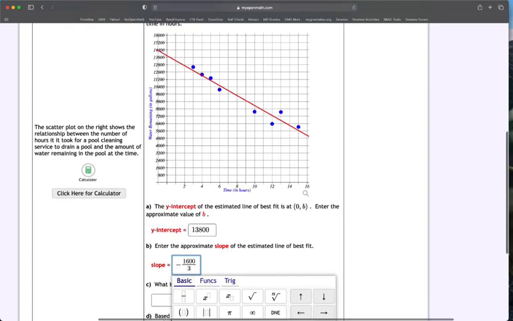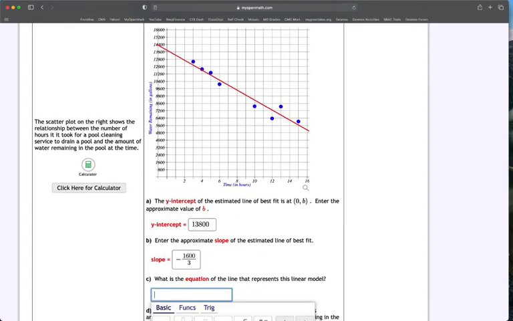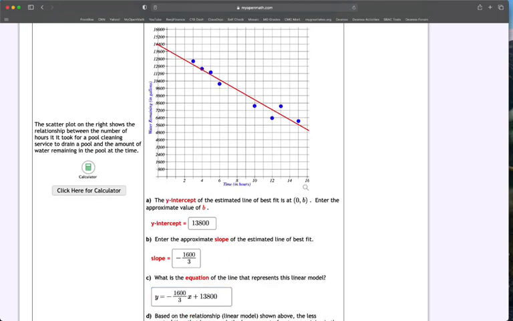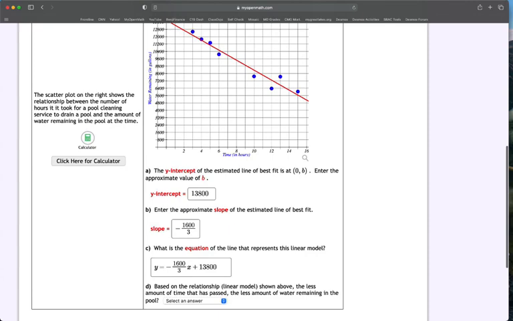And we can now put those two things together for our equation. Y equals negative 1600 thirds x plus 13,800. And then, based on the relationship, the linear model shown above, the less amount of time that has passed, the less water there is remaining in the pool.